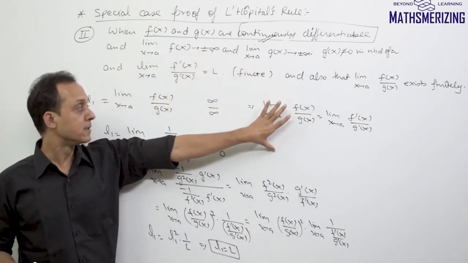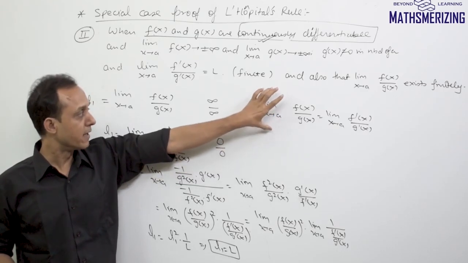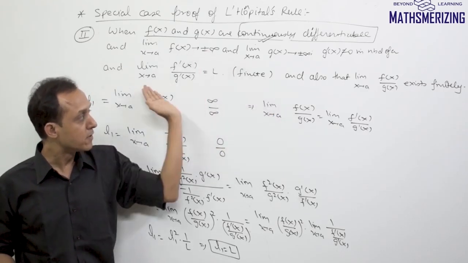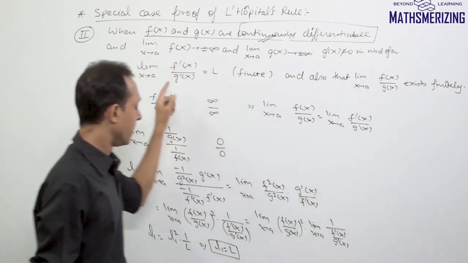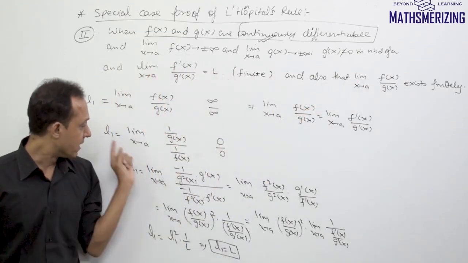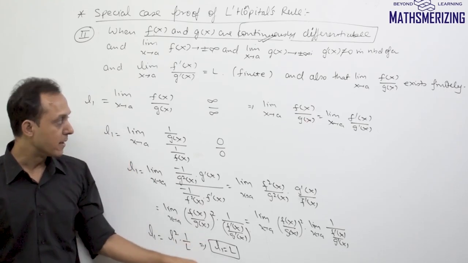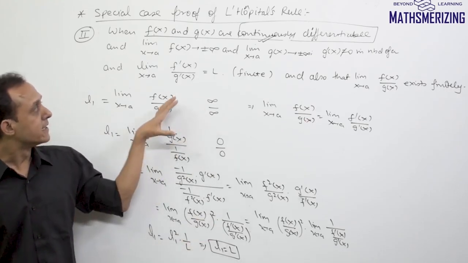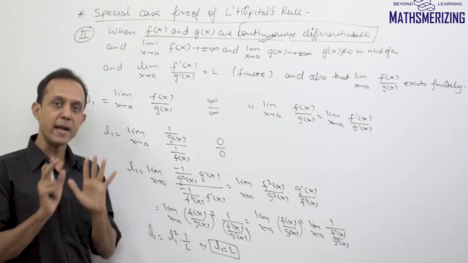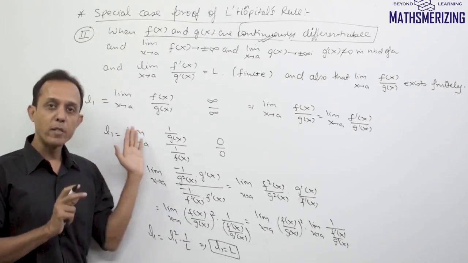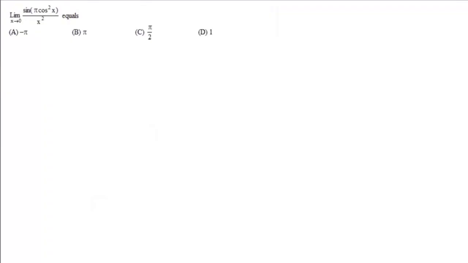And in no way is this proof complete, because we have taken a very special case, and also we have made a lot of assumptions that these limits exist and exist finitely, and also that we can define L1 and L2 both separately. So with all these assumptions, we have proved the second case. So this proof in no way is a general proof, and it doesn't claim that this proof holds for all the conditions for L'Hopital's rule.